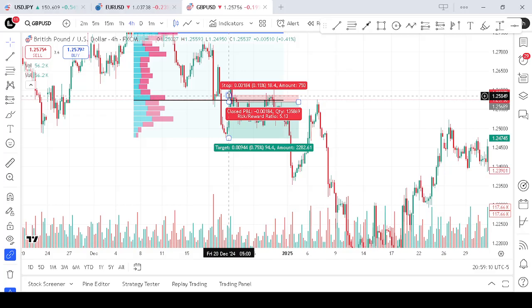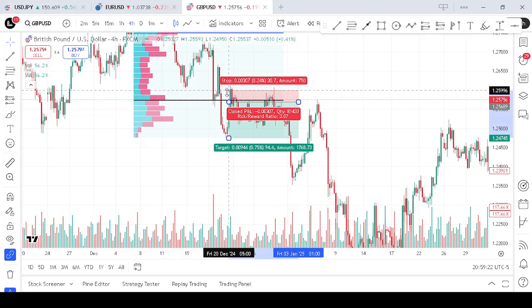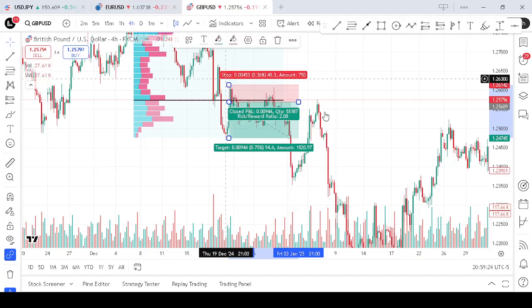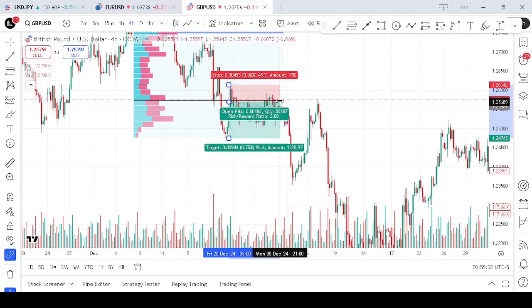Secondly, we use a minimum of 1:2 risk to reward. So when we are risking 20% of our account, we should gain 40%. If you risk 20 pips, you should gain at least 40 pips. 1:2 is an ideal minimum risk to reward ratio that we should be aiming for.